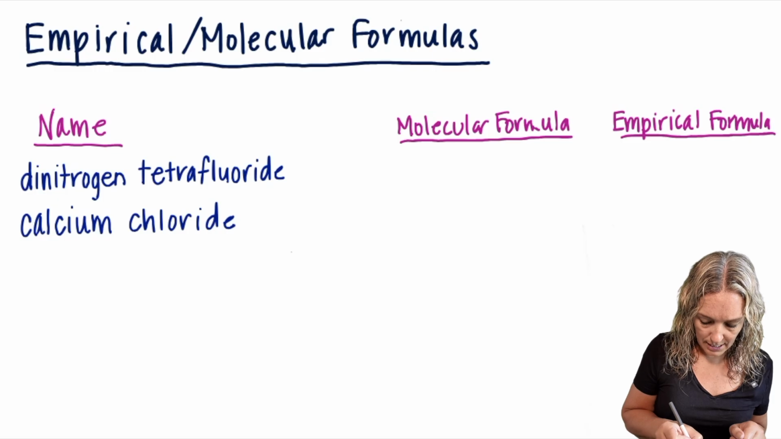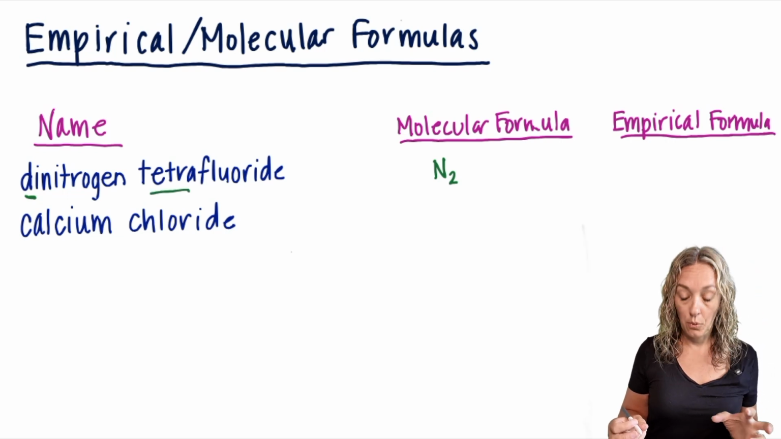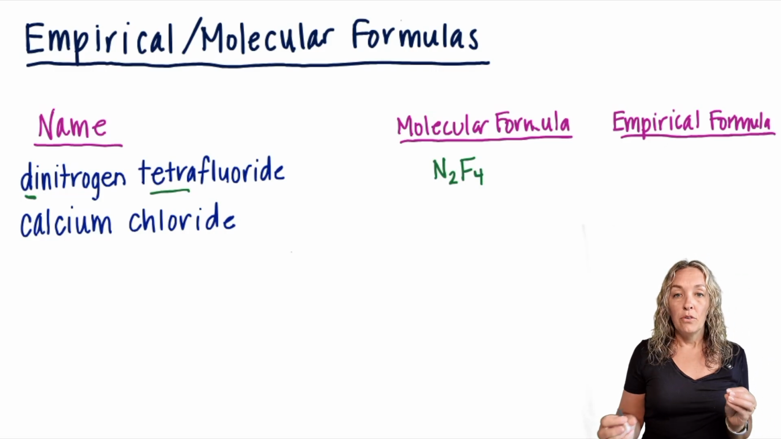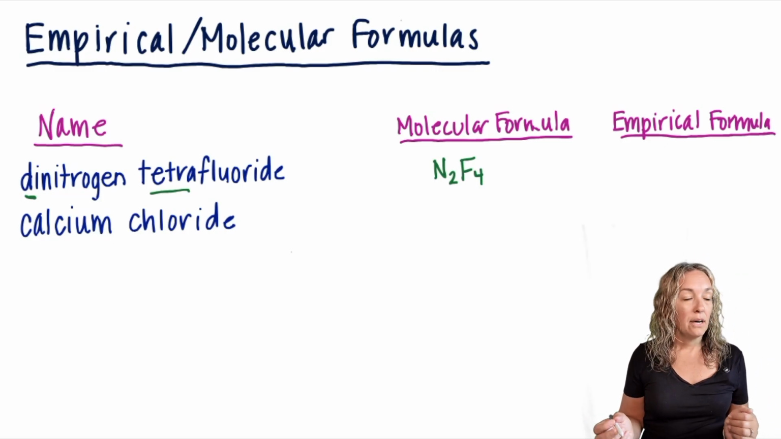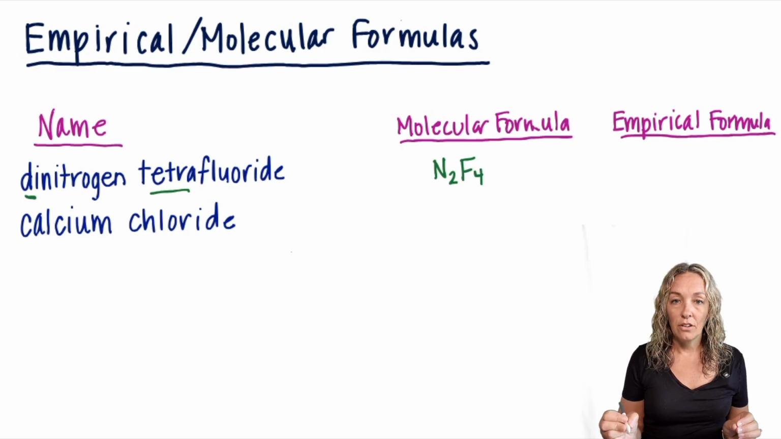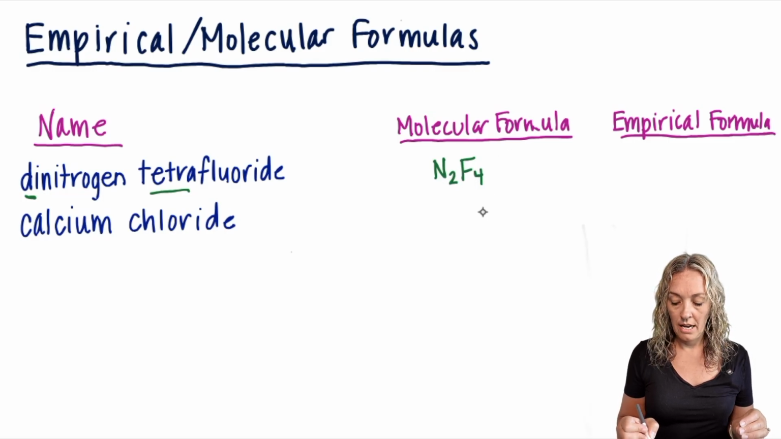So di means two, so two nitrogens. Tetra means four, so four fluorines. Now, if you need a refresher on how to name compounds, please check out my video linked above on naming ionic and covalent compounds. So this is telling us that there are two nitrogens and four fluorines in our compound.